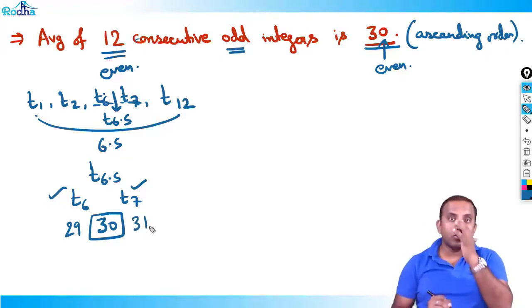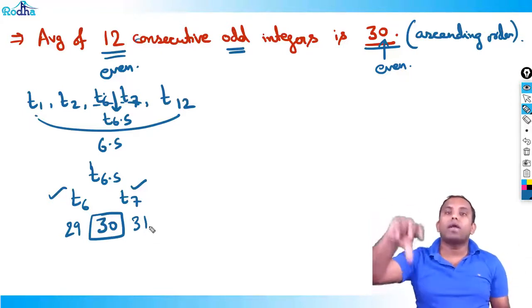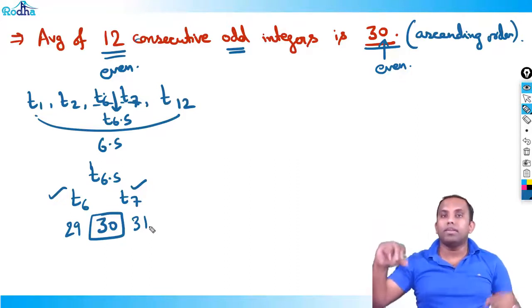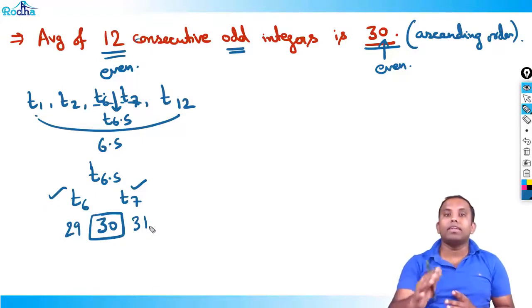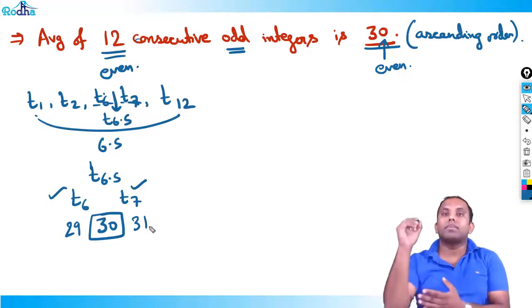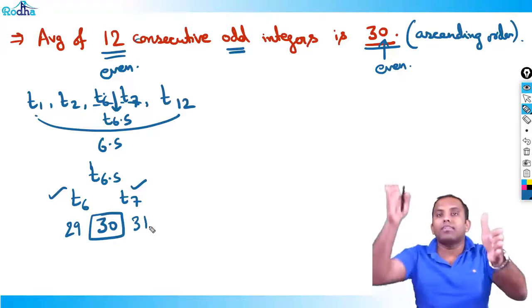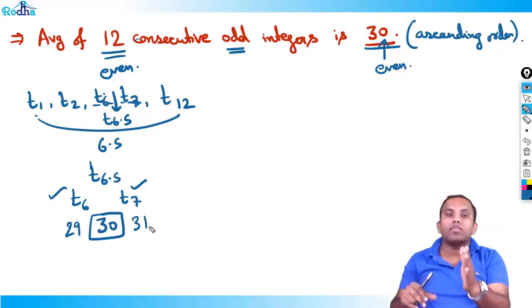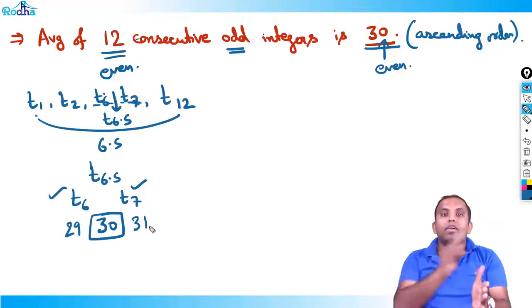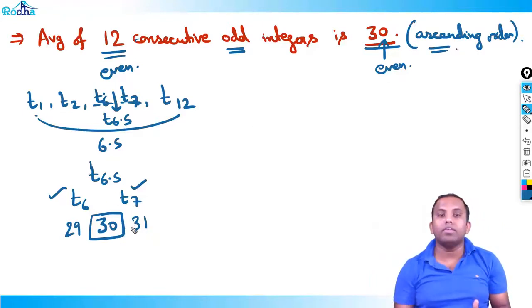Understand this funda. When the number of terms is even, the average, that is the middle term, will not be part of the series when it is in AP. So it's very important: 29, 30 and 31. The average of this series is 30, that means term 6.5, the average of the 6th and 7th term, is 30. So the 6th term is 29 and the 7th term is 31, as they are consecutive odd integers in ascending order. Then the average will be 30.